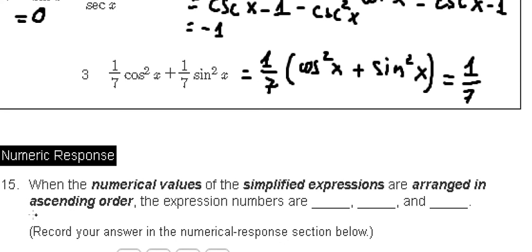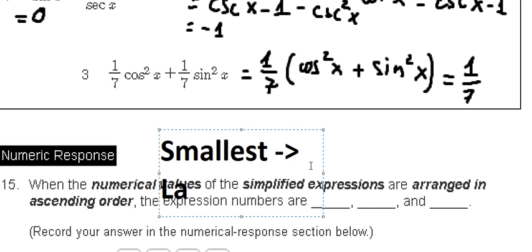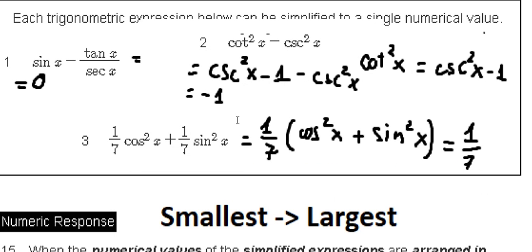So on the question they want to arrange in ascending order, that means from the smallest to the largest. So in this one, the smallest is negative 1, so that should be number 2. The next one is number 1, and the largest is number 3, and this is the arrangement.